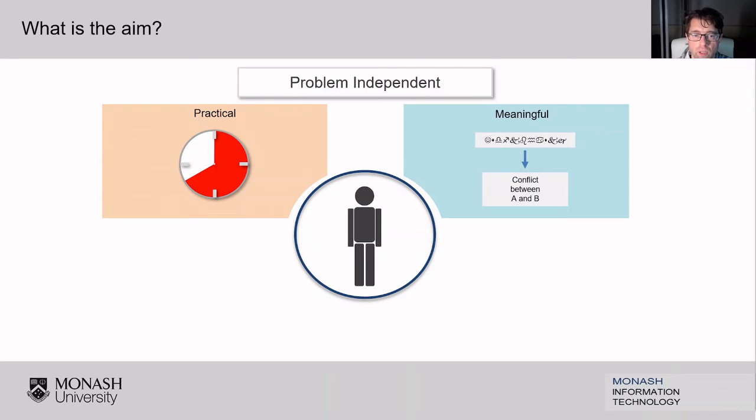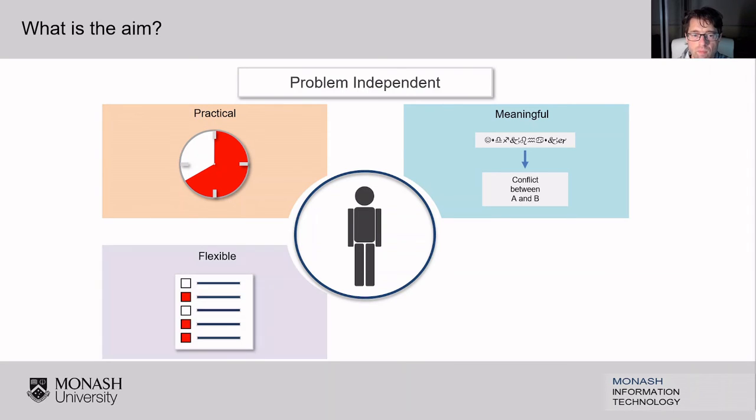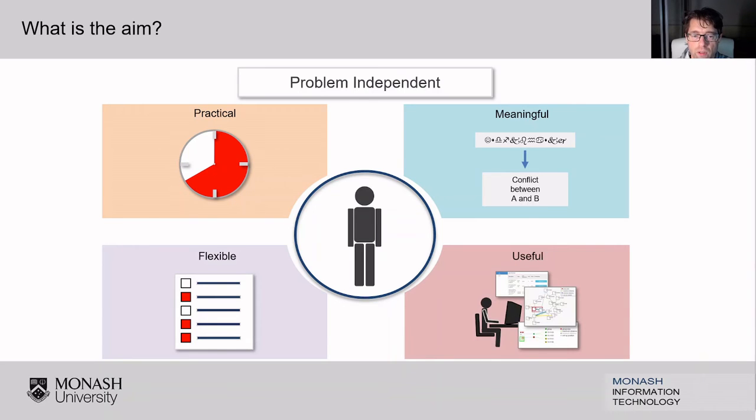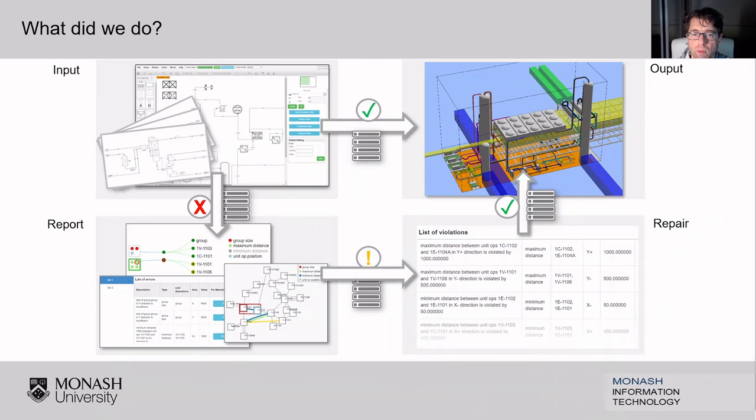To be meaningful, the user should be given information in a form that is easy to understand and at the right level of abstraction. To be flexible, the user should be given multiple options on how to resolve the conflict. And to be useful, the user should be guided through the entire restoration process, including how much to change the input data to restore the problem.